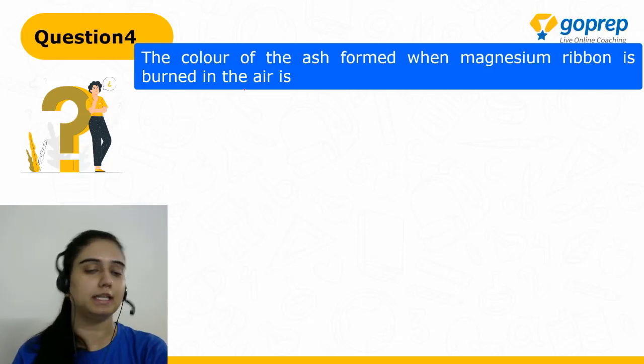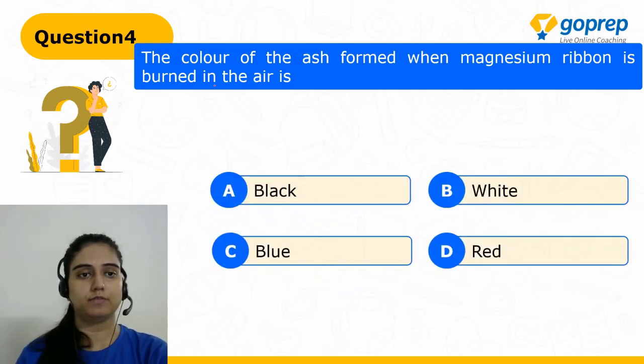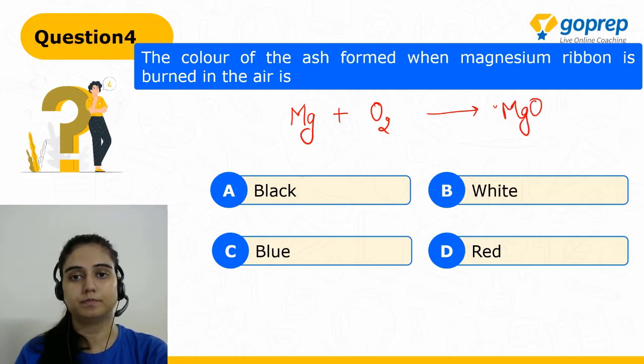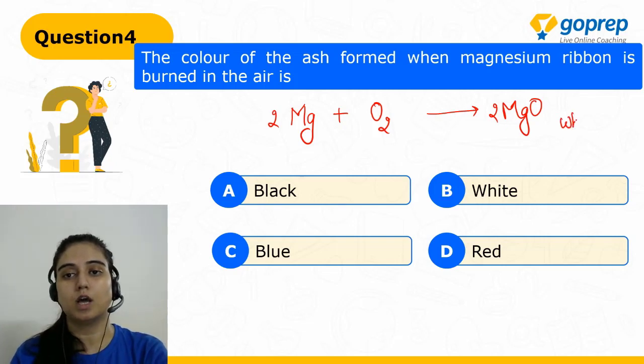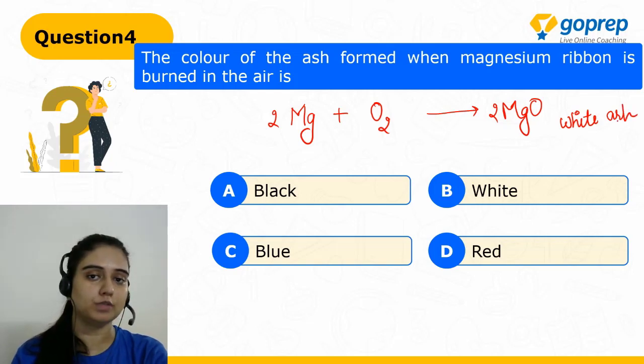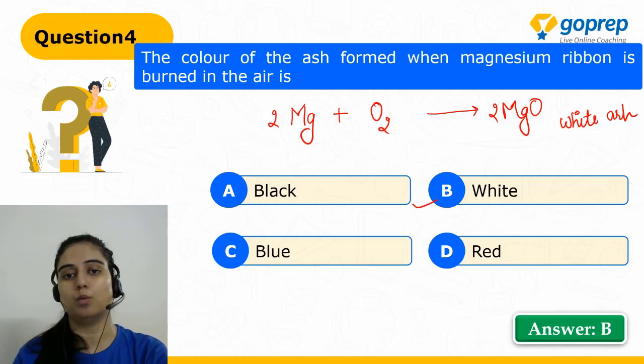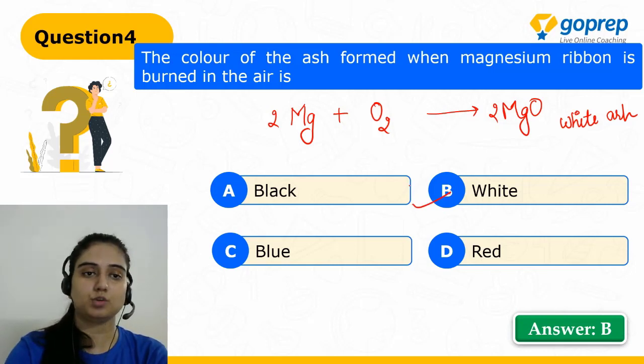Now let's move to the next question: the color of the ash formed when magnesium ribbon is burned in the air. We have four options in front of us. This is a very interesting reaction. If you burn the magnesium ribbon, that means you are treating it with oxygen, and you will see magnesium oxide is formed. This magnesium oxide is white ash. So which color of ash is formed, students? That is white ash. The color of the ash is white.